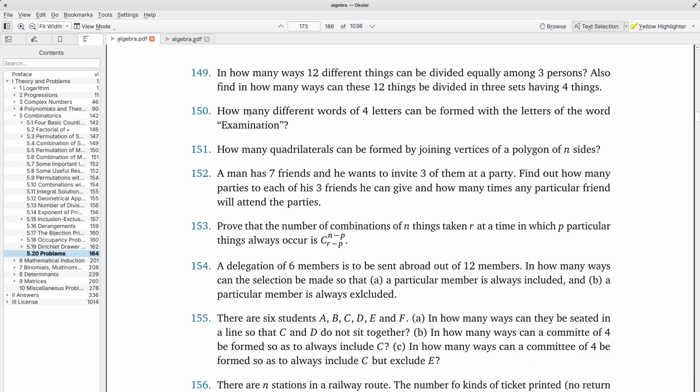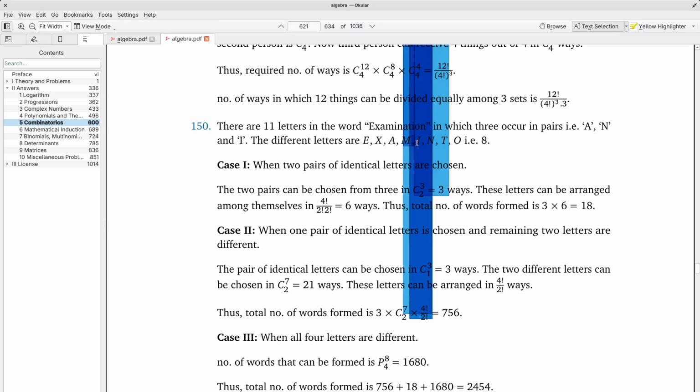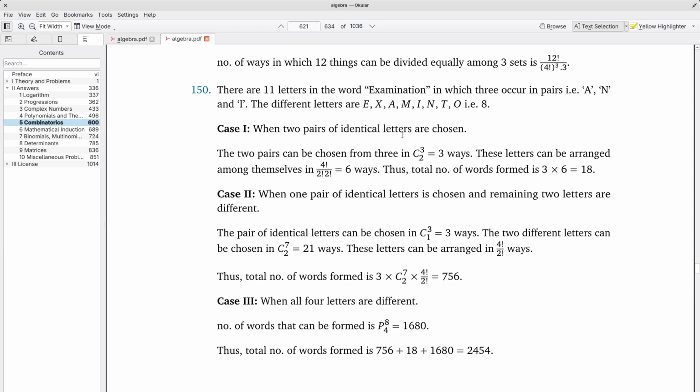Question 150 says that how many different words of 4 letters can be formed with the letters of the word examination? So there are 11 letters in the word in which 3 occur in pairs: A, N, and I. Different letters are E, X, A, M, I, N, T, O, that is 8. This is the total count of different letters.